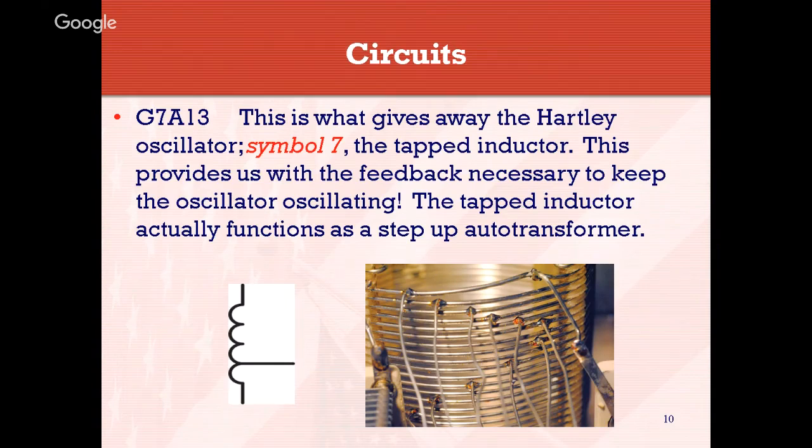Now, this is actually what tells us that this is a Hartley oscillator, and that's symbol number 7. This is just one indicator. It is a tapped inductor, and what you see there is a bunch of different taps going to different components. It provides the necessary feedback to keep the oscillator oscillating. So the tapped inductor actually functions as a step up auto transformer.